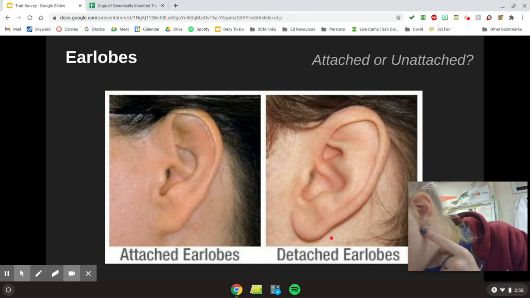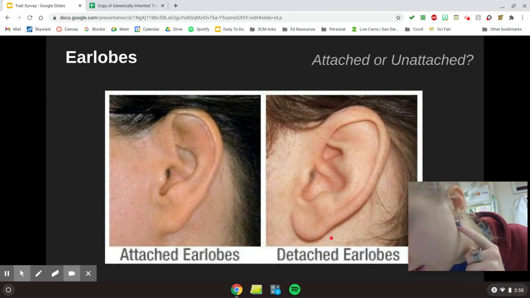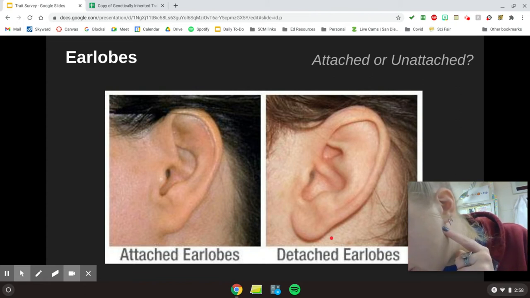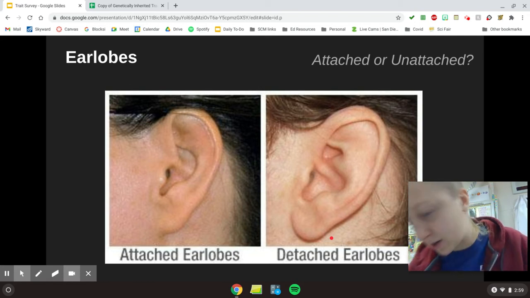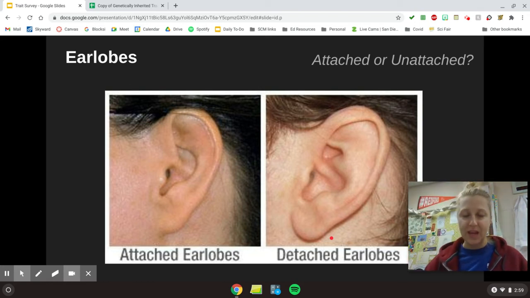I do have a little bit of a lobe. It does go down to the bottom here and it goes up a little bit before it attaches to my head. My lobe is very small, but I do have an earlobe. It does kind of go back up. So for me, I have detached or unattached earlobes.